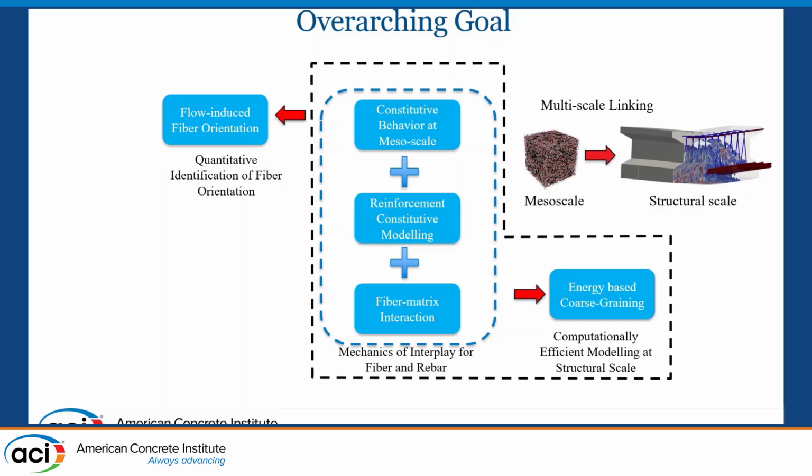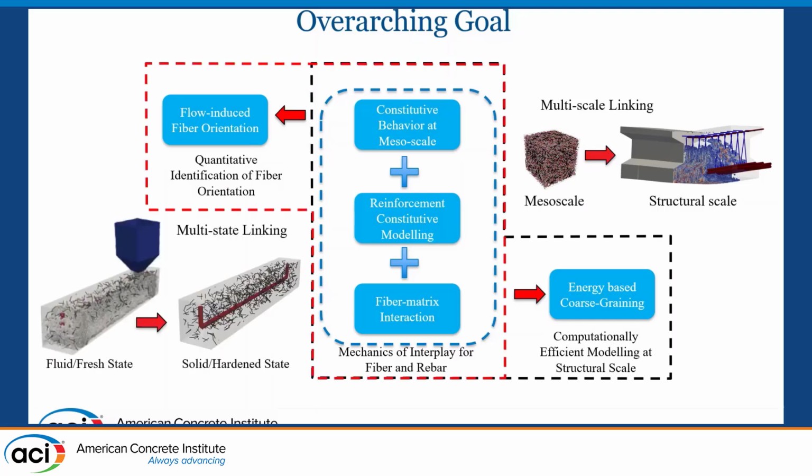So collectively, I want to do this as my long-term goal. I want to make a model which is informed by fiber orientation. I predict the fiber-rebar interplay and how it governs the flexural and shear failure. Then once the model is validated, I can do multi-scaling to predict structural level failure. For example, you want to simulate a failure of a bridge girder. Okay, can we do that?